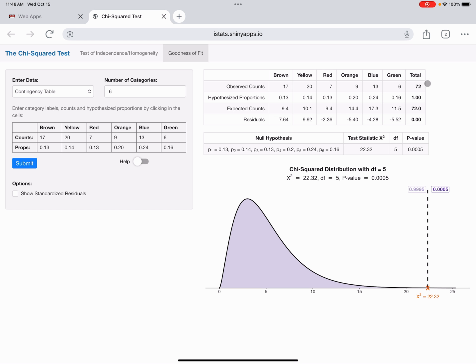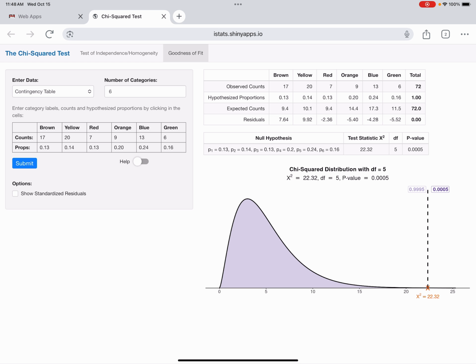Notice that the total was 72, just like we thought. They also give us the expected counts. I'm sorry, they don't calculate the sample proportions, is what I meant to say. I wish that they computed the sample proportions for us, but that's just the calculation we'll have to do by hand if we want to do it.